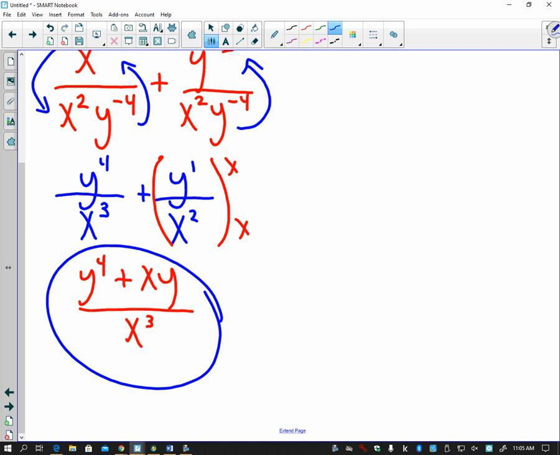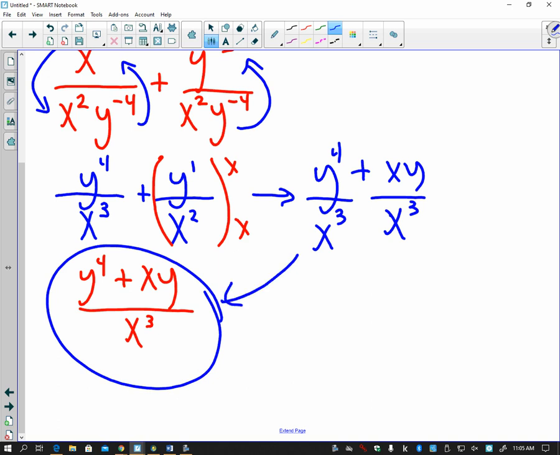Let me just go ahead and show it. All right, so we got y to the fourth plus y to the fourth over x cubed plus xy over x cubed, right? And so then we just bring it like that. You got me? Okay, good.